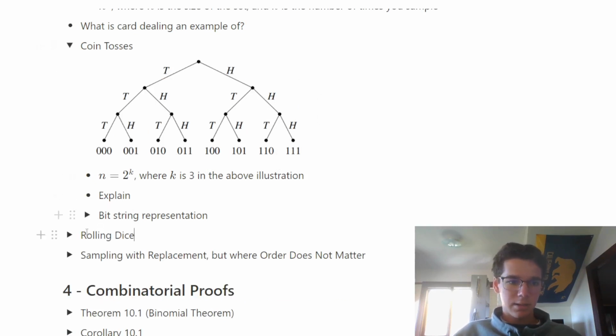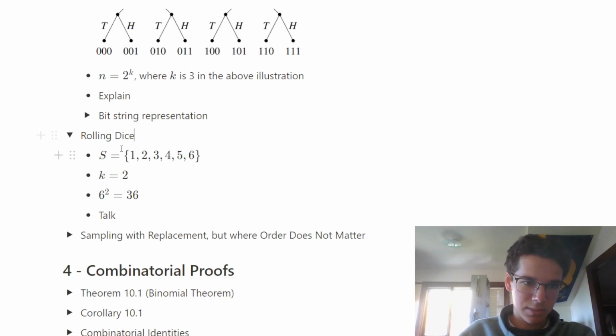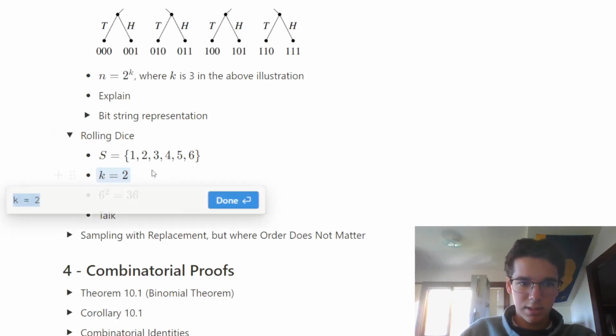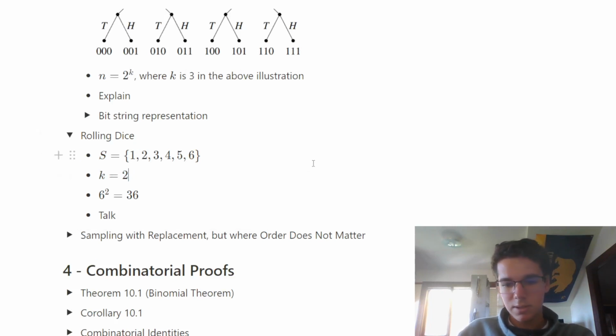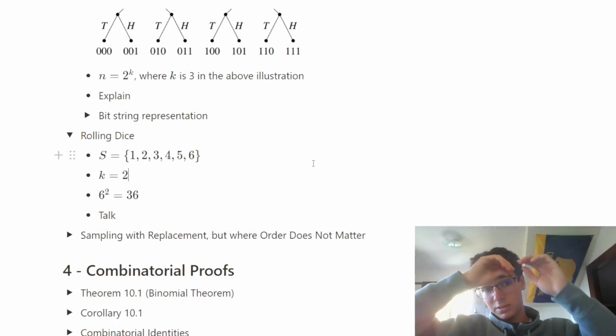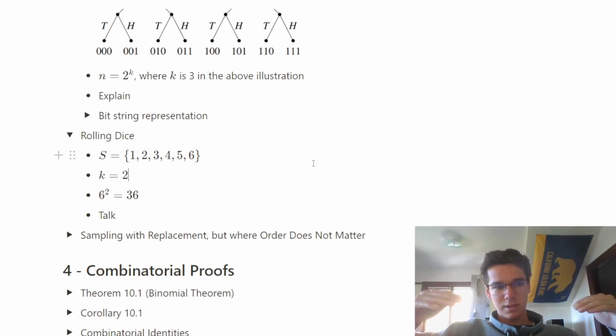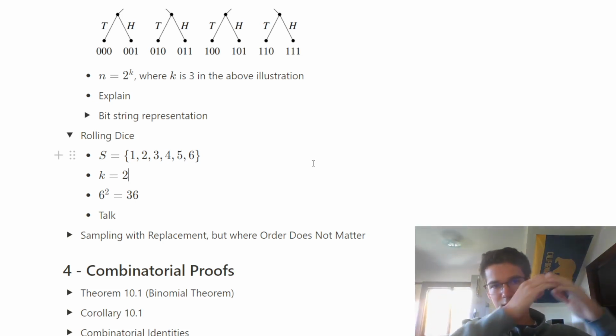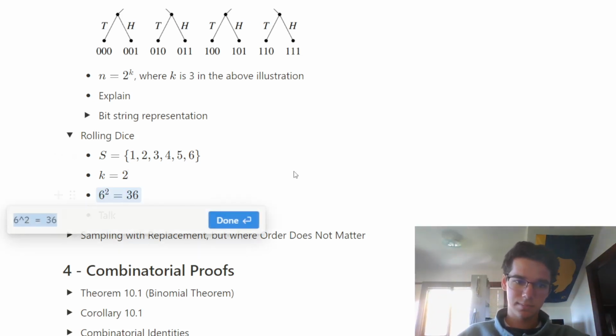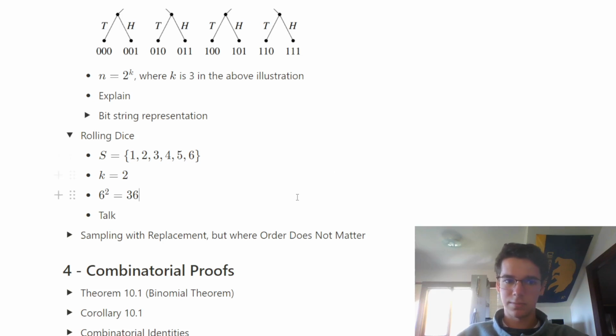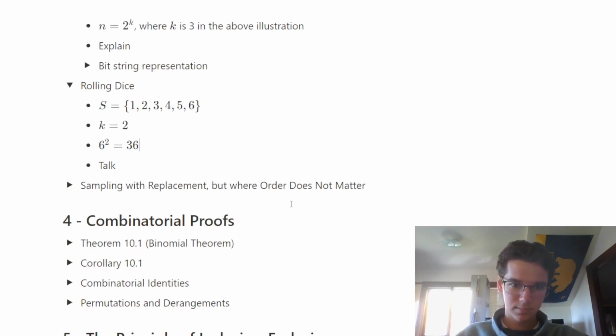Rolling a die is pretty much the same thing. There are 6 options, and let's say we roll it twice. You can imagine a tree with 1 root and then 6 branches, and for each of those 6 branches there are 6 more branches. So that's why there is a total of 36 possibilities.